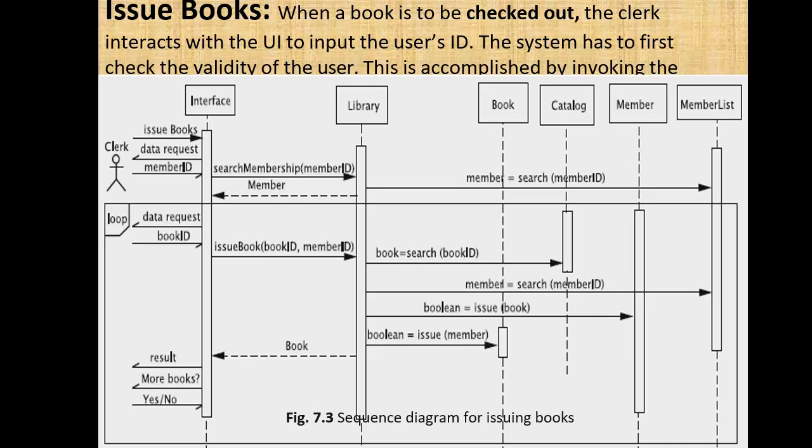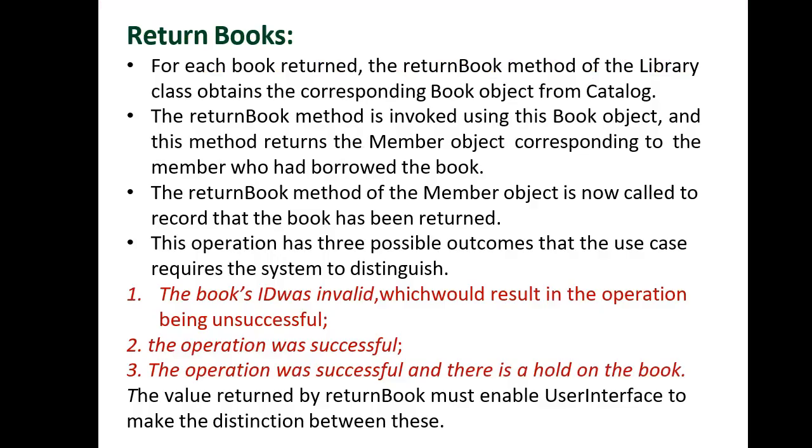Once the member is identified, it will be in a loop. Take the book's details, then invoke issue book, then search that member. Issued book is true or false, you check it out. The same result will be passed to the interface, whether you want to issue one more book or not, in the form of yes or no, and accordingly it will continue.